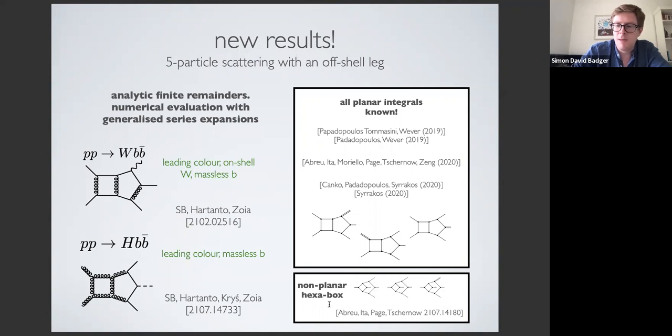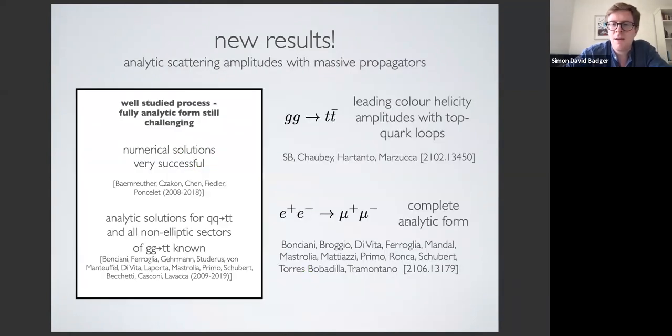Non-planar is still a work in progress, but there was just a paper a couple of weeks ago on one of the important non-planar contributions. So rapid progress in this direction as well. The last different direction we can go in with these kinds of techniques is to worry about scattering amplitudes with massive propagators. So things that we run for top quark production, a very well studied process, and we're still not quite at the same level we are with those other massless scattering problems, in that we're not quite yet able to deal with 2-3 scattering.